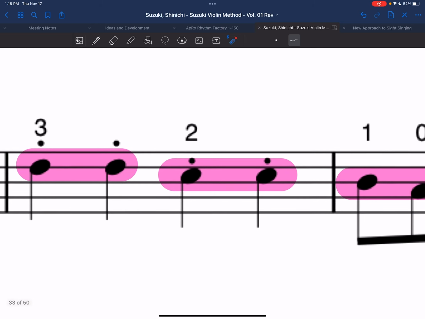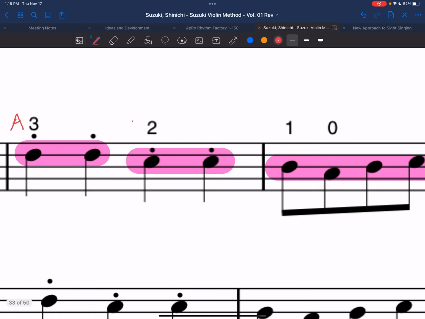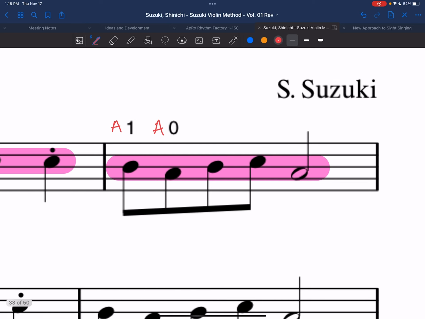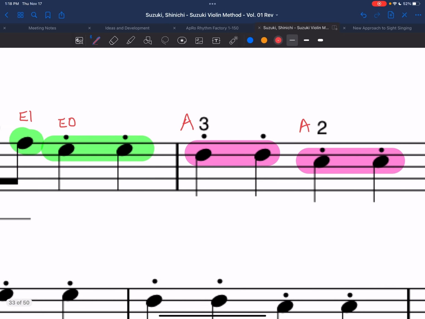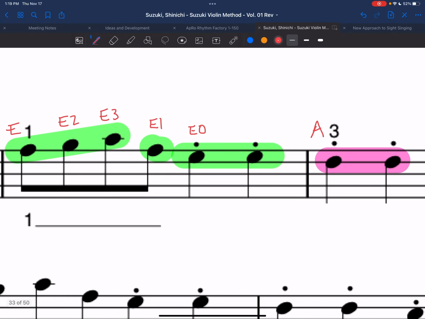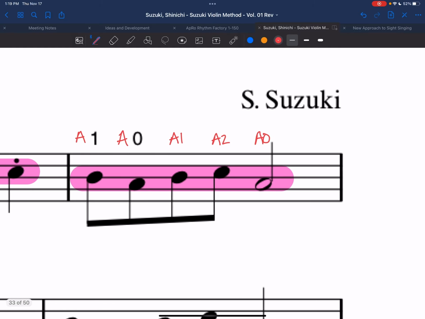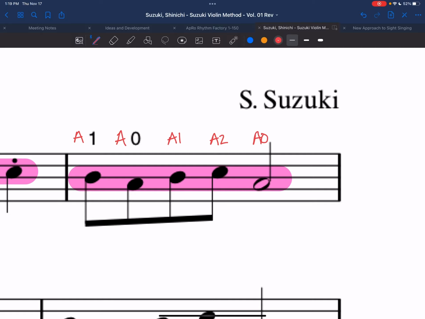Then as we slide over to the next notes, we have A3, A2, A1, A0, and then 1, 2, 0. So there we have the first line done. We have E3, E0, E1, 2, 3, 1, 0, A3, 2, 1, 0, 1, 2, 0.